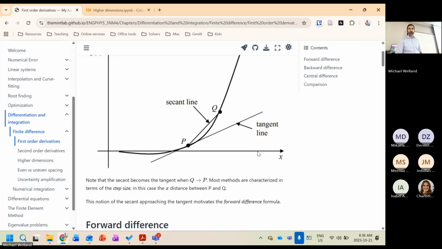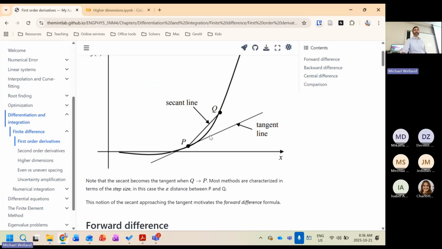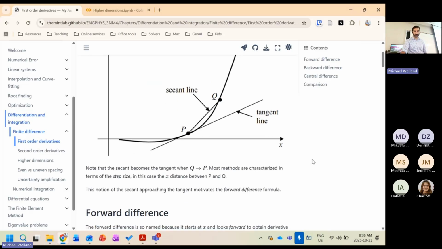So most of these methods, if not all of them, are going to be characterized by your step size. Okay, and your step size is going to be the difference between these 2 points, P and Q. Not surprisingly, what we're going to be doing is looking at the order of convergence. How does your error reduce as your step size gets smaller? What do you do for uneven spacing, et cetera? That's going to be our name of the game.